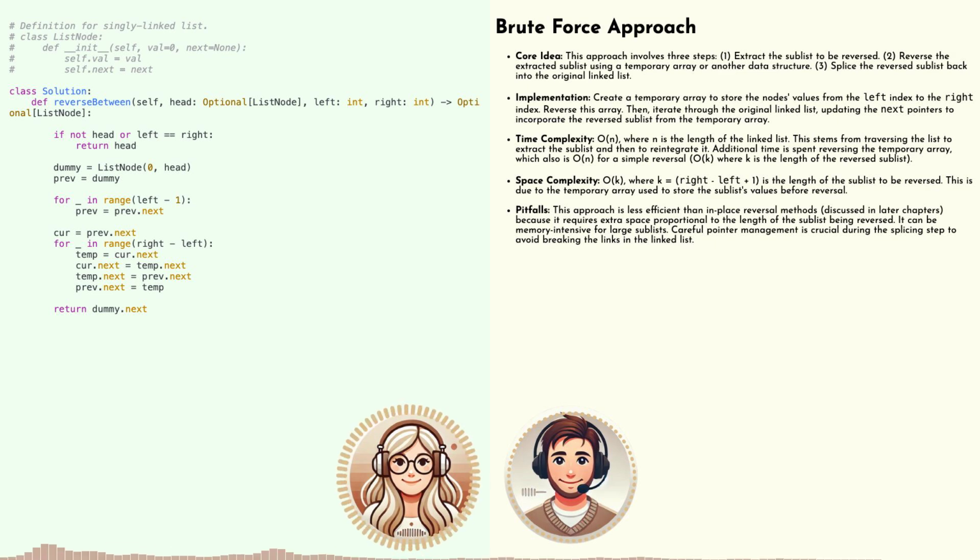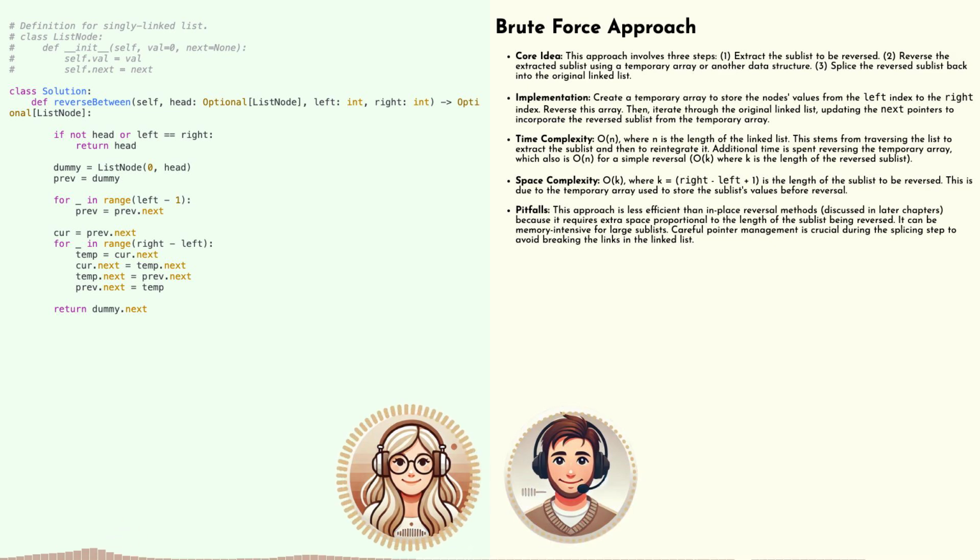Absolutely. That's pretty much the brute force approach. We could copy the nodes from that left position to the right position into a separate data structure, something where reversal is easier, like an array. That makes sense. With arrays, we can access elements directly by their index, so swapping them around to reverse the order is easy peasy. Then we just copy those reversed elements back from the array into the linked list. Yep, you got it. So this brute force method seems pretty straightforward, but there's got to be a downside, right?